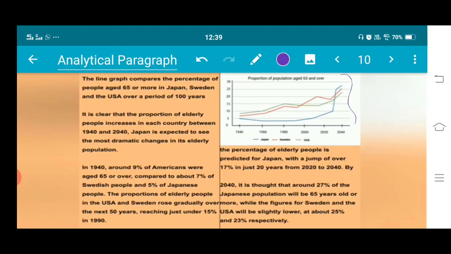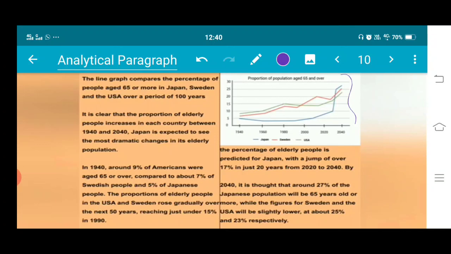Next is body paragraph number 1, and here we have to give details of 1940, right. In 1940 around 9% of Americans were aged 65 or over, compared with about 7% of Swedish people and 5% of Japanese people. And then the proportion of elderly people in the USA and Sweden rose gradually over the next 50 years, reaching just under 15% in 1990. And then the next paragraph, body paragraph number 2, which will become paragraph number 4 of this passage, right.